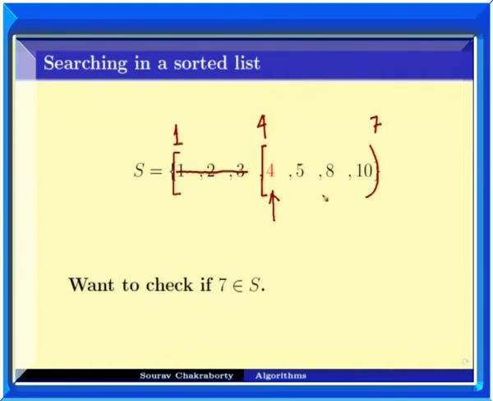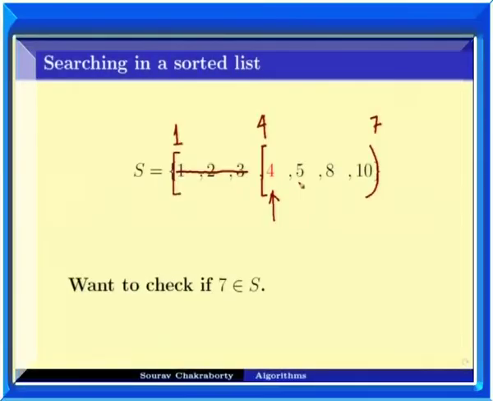Now, what is the middle element? 4 plus 7 is 11, by 2 is 5.5. So, it is the sixth element in the whole list that we want to go to, the sixth index. Which was the sixth index? 1, 2, 3, 4, 5, 6. So, we have to go to this sixth element, which is 8, and check if 8 is less than or greater than 7.